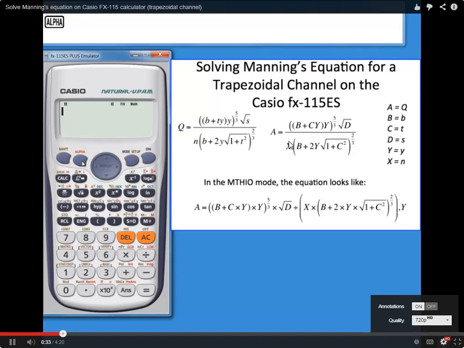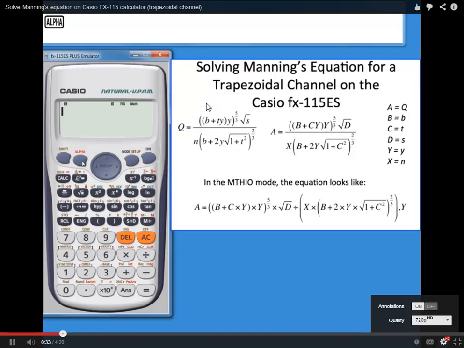What he's saying is the reason he has to reassign variables is that the Casio doesn't have the letter Q on it. There isn't a Q on there. So he's going to rewrite the formula so that A is Q, B is the bottom width, and T, which is the side slope, he's going to assign variable C. The slope of the channel will be the variable D, the depth Y is Y, and Manning's N value he's going to assign X.